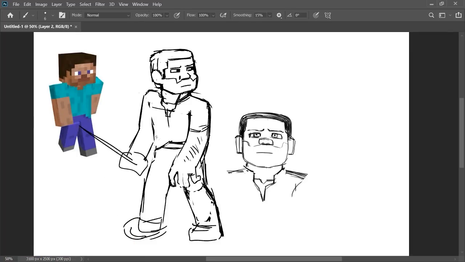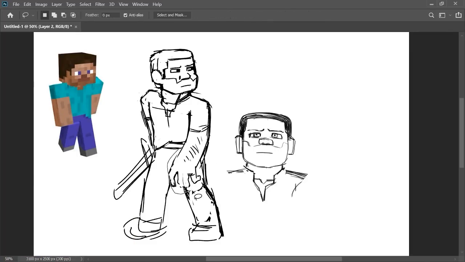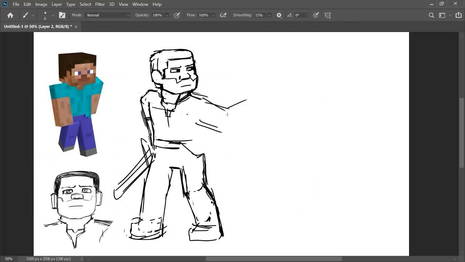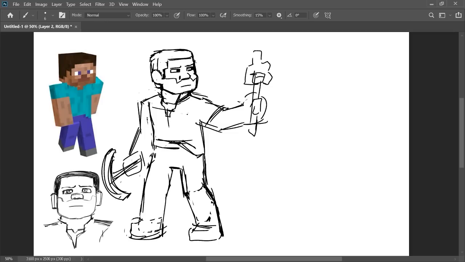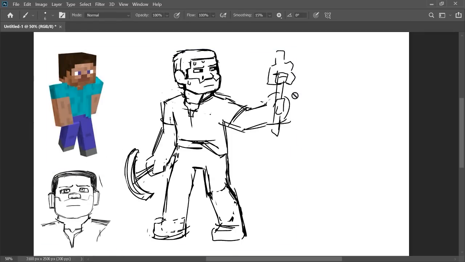It took me so long to figure out what any of his limbs were doing. I did eventually settle on Steve, dual-wielding a pickaxe and a torch. I imagine he's in the middle of mining, as his namesake might suggest.